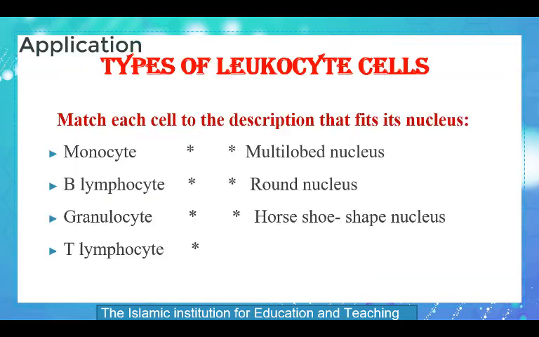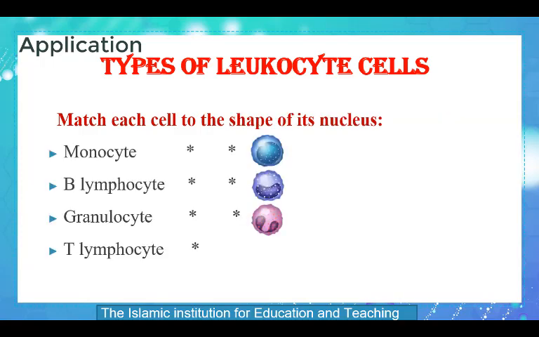Match each cell to the description that fits its nucleus. Please solve. Monocyte has a horseshoe-shaped nucleus, while B lymphocyte has a round nucleus. Granulocyte has a multi-lobed nucleus, and T lymphocyte has a round nucleus. Match each cell to the shape of its nucleus. Please observe, this is a round nucleus, while this is a horseshoe-shaped nucleus, while this has a multi-lobed nucleus of 2 lobes. Then monocyte has a horseshoe-shaped nucleus, B lymphocyte has a round nucleus, granulocyte has a multi-lobed nucleus, and T lymphocyte has a round nucleus.